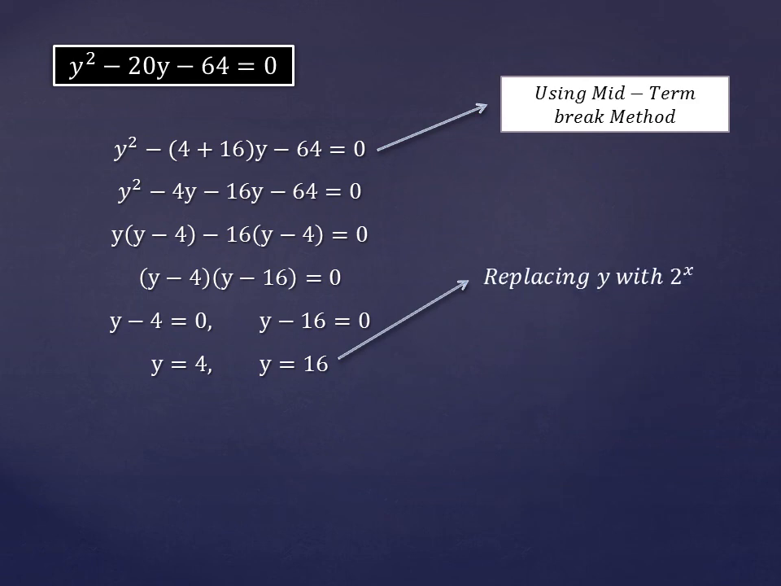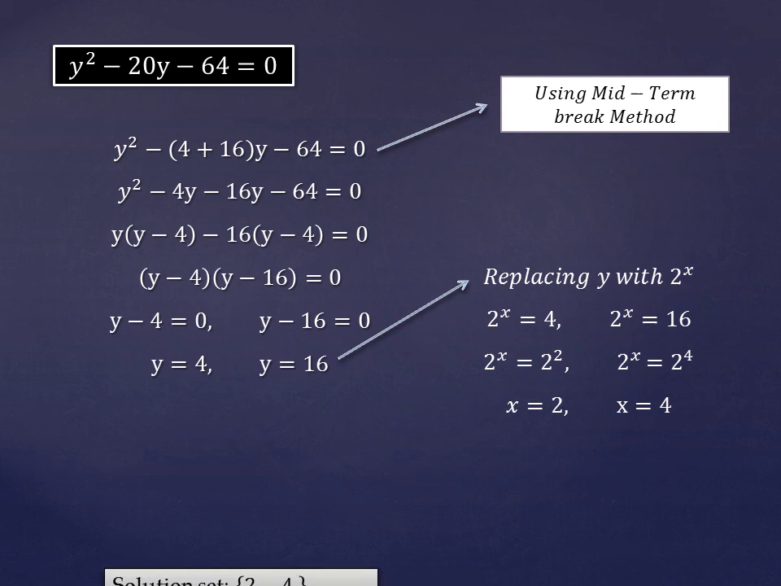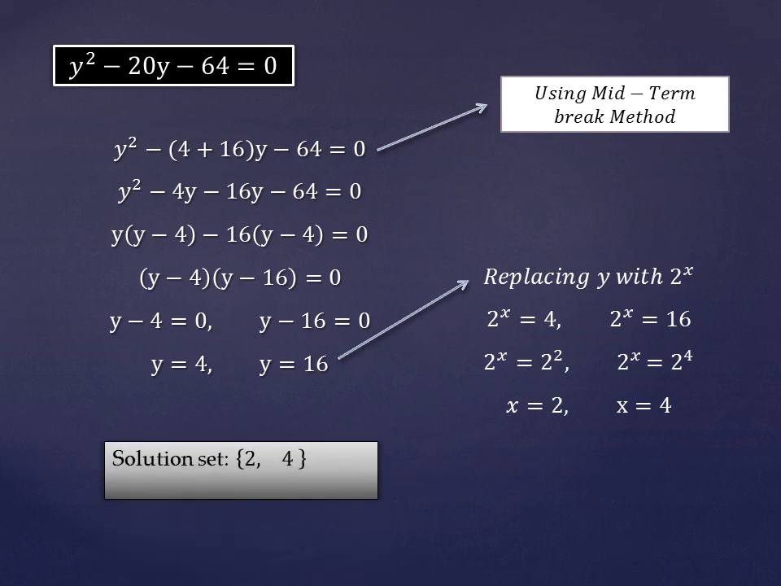We supposed y is equals to 2 power x, so we will replace both the y's by 2 power x. It will become 2 power x equals to 4 and 2 power x equals to 16. Again we have to change 4 to the power of 2. So 4 is 2 square and 16 is 2 power 4. As the bases are equal, the powers will also be equal to each other. The first answer is x is equals to 0 and the second answer is x is equals to 4. We will write both the answers in the form of a solution set.